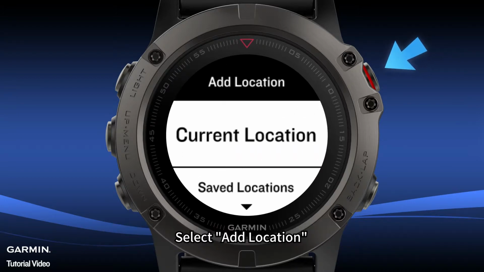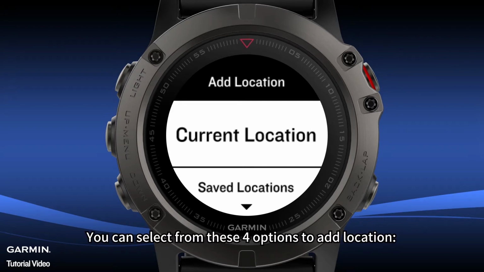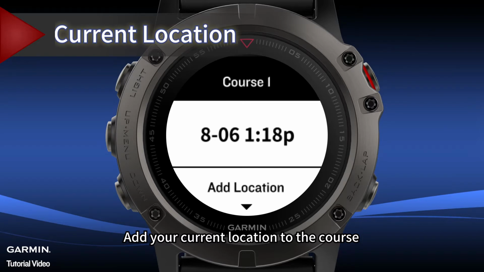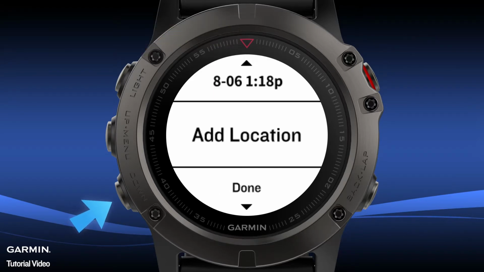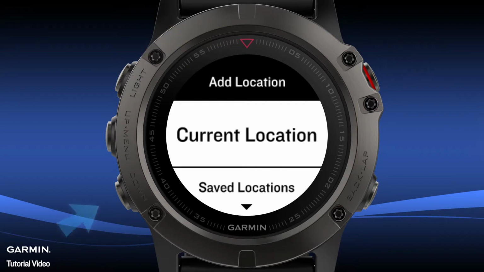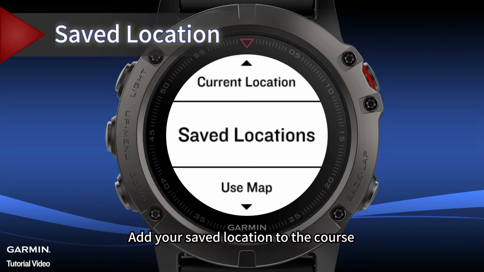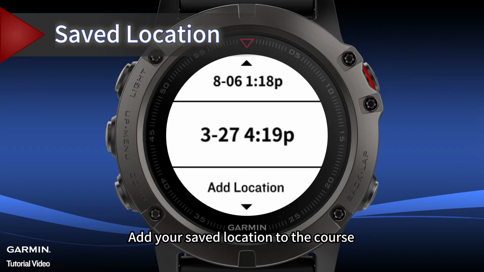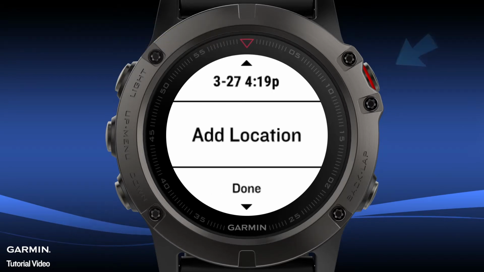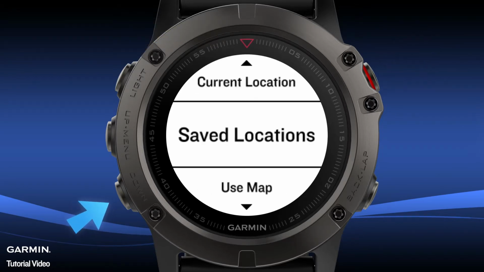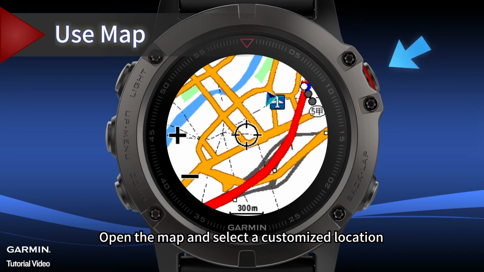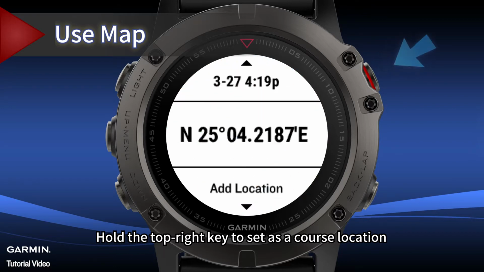Select Add Location. You can select from these 4 options to add a location. Add your current location to the course. Add your saved location to the course. Open the map and select a customized location. Hold the top right key to set it as a course location.